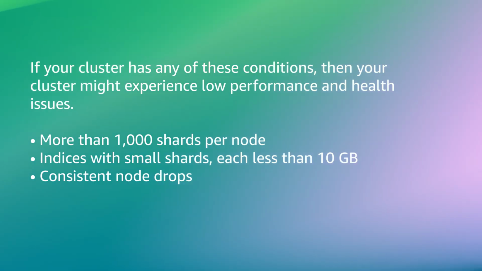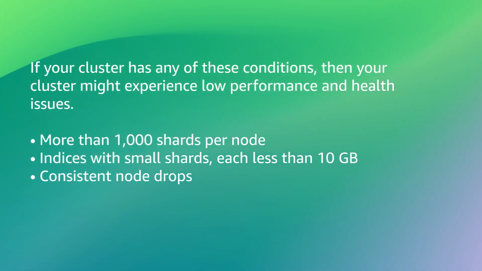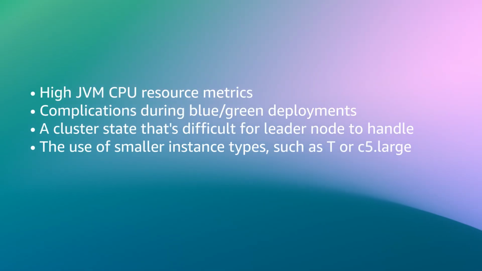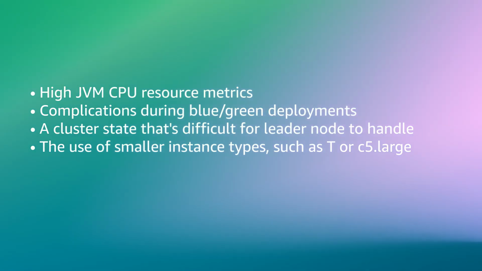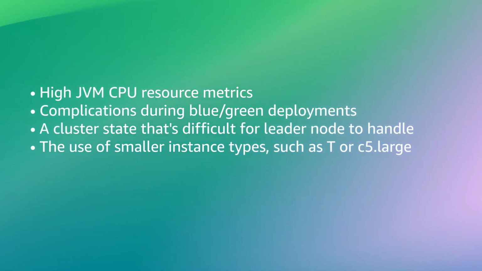More than 1,000 shards per node, indices with small shards, each less than 10 gigabytes, consistent node drops, high JVM CPU resource metrics, complications during blue-green deployments, a cluster state that's difficult for the leader node to handle, and the use of small instance types such as T or C5 large.